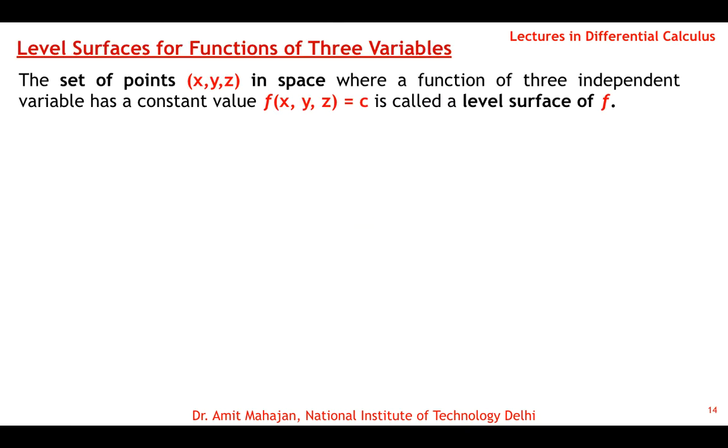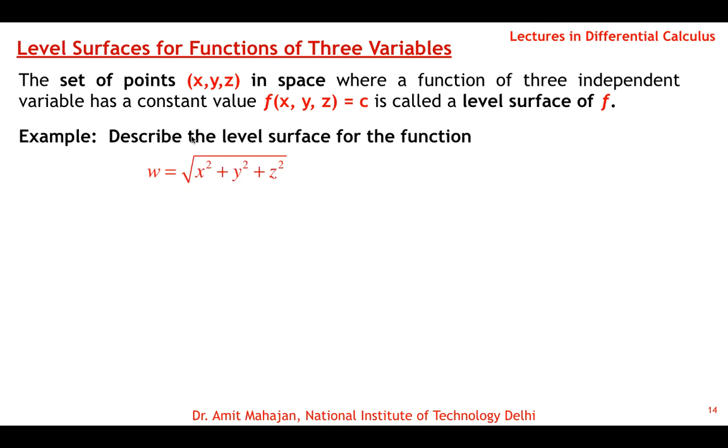Then the second definition is level surfaces for functions of three variables. Just like in two variables we can have level curves, in three variables we can have level surfaces. The set of points x, y, z in space where a function of three independent variables has a constant value, f(x, y, z) equal to constant, is called a level surface of f. So if you are given w equal to f(x, y, z), then putting w equal to constant, f(x, y, z) equal to constant becomes the level surface of the function.